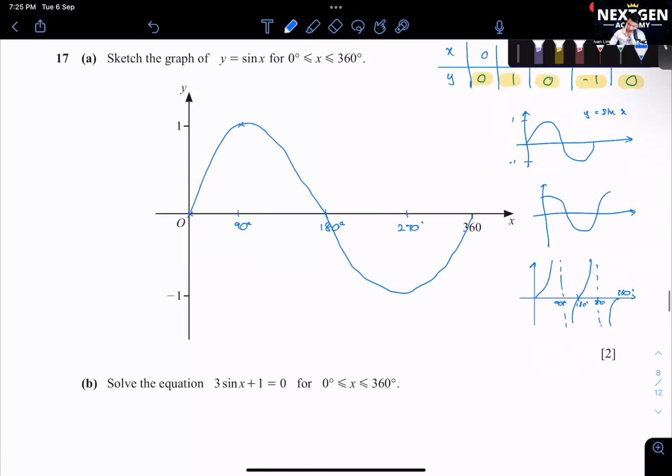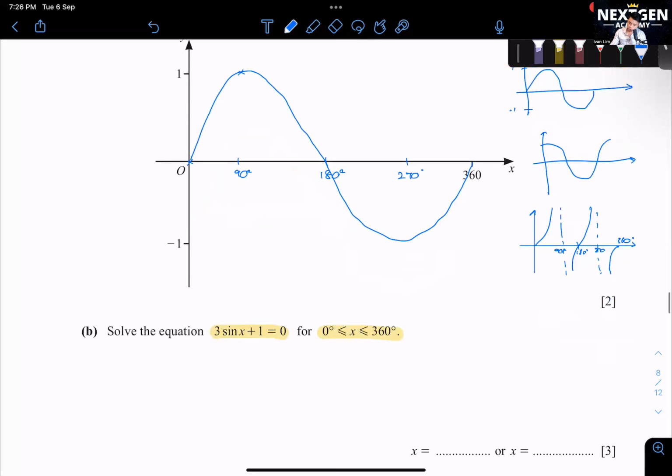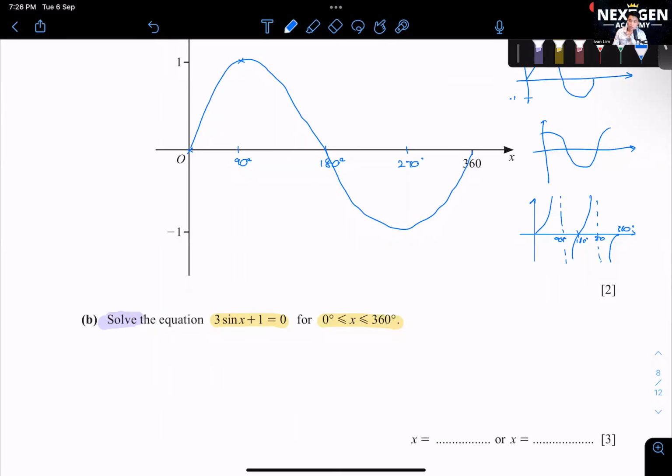Okay, next one. Solve the equation 3 sine x plus 1 equals to 0, for 0 to 360 degrees. This part here is solving. Number 1, you need to make sine, cos, or tangent as the subject first. So 3 sine x plus 1 equals to 0. You make it like this first. 3 sine x equals to -1. Then sine x equals to -1/3. This is the first step.